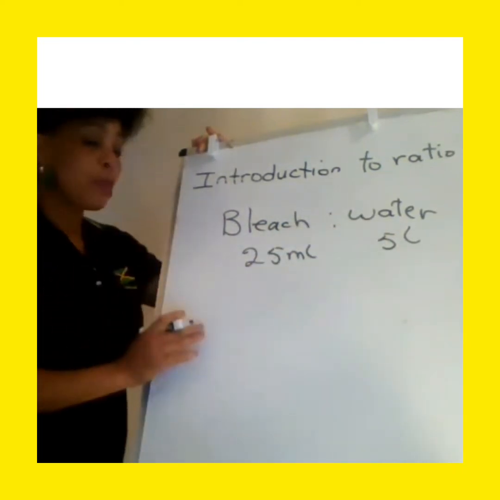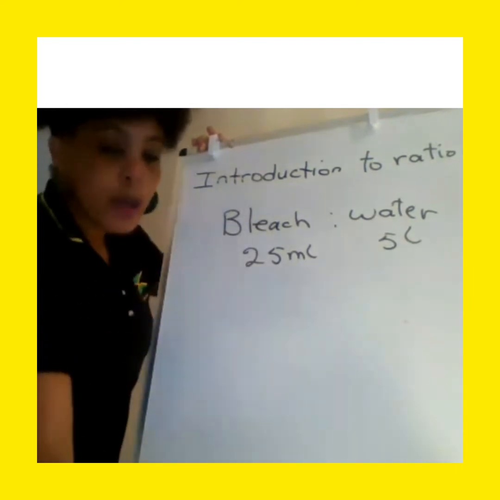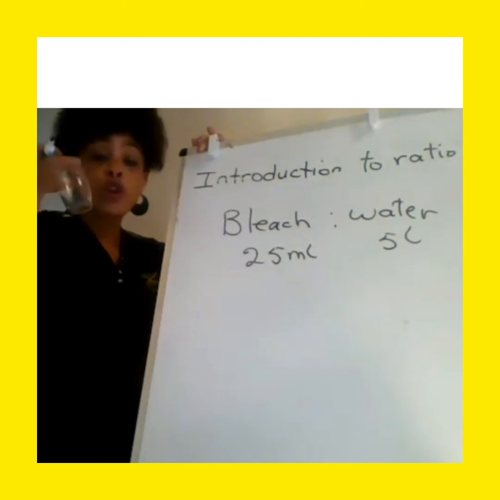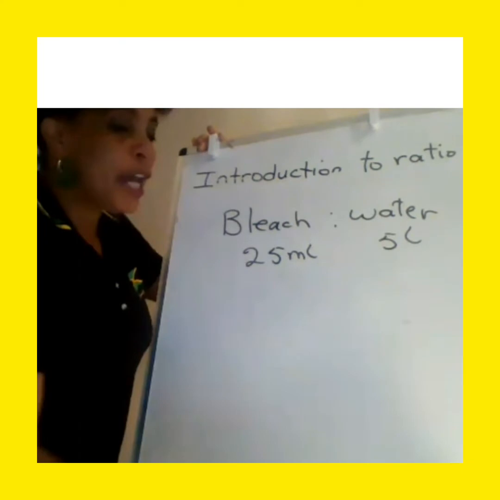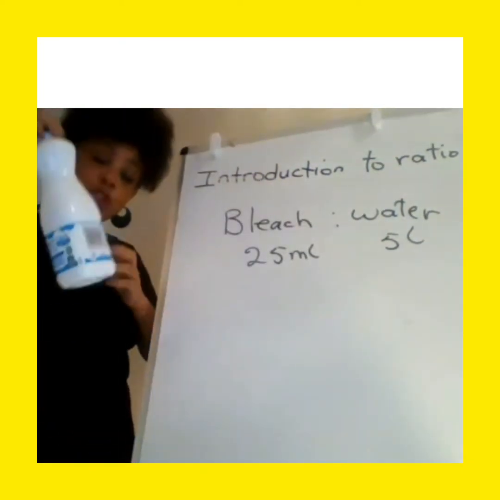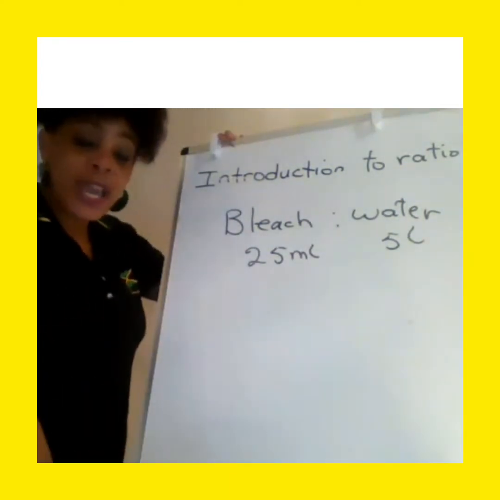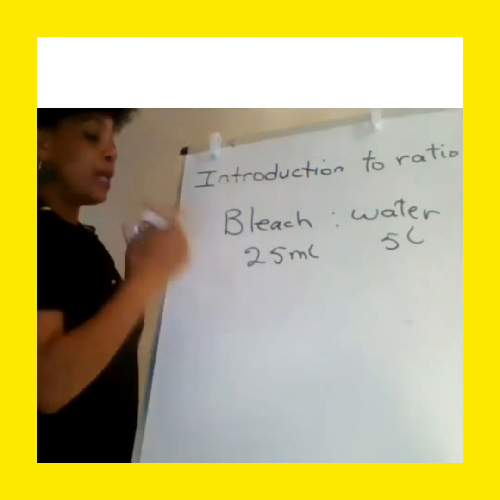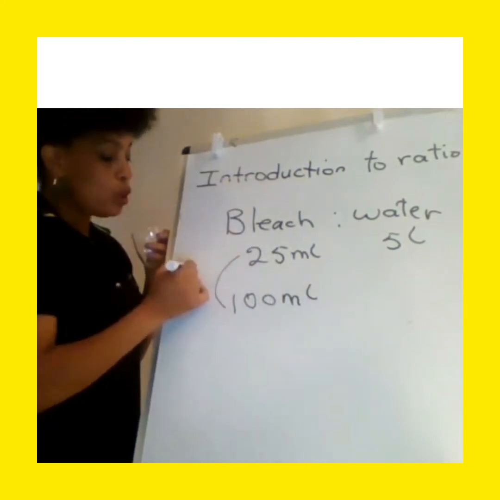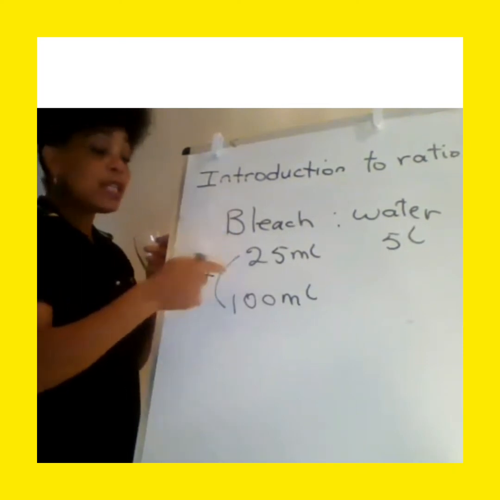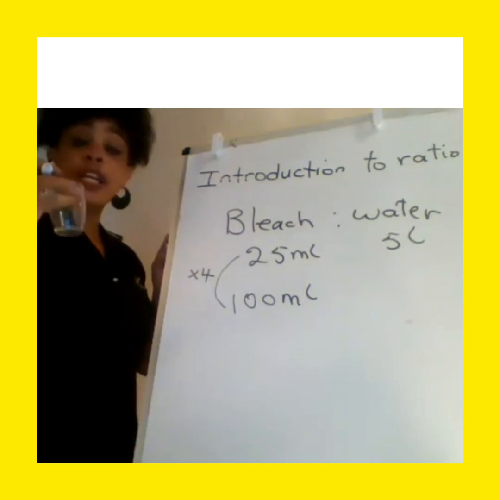Now I have a little problem there. I do not have any measuring cup that can hold 25 milliliters. But I know that this holds 100 milliliters. I know this holds 100 milliliters. And I also know that this bottle, because it's written on it, holds 1 liter. So I then can use this 100 milliliters. If I use this 100 milliliters, it means I'm doing this 4 times. It means I'm doing 4 sets of 25 milliliters because 25 times 4 gives 100.